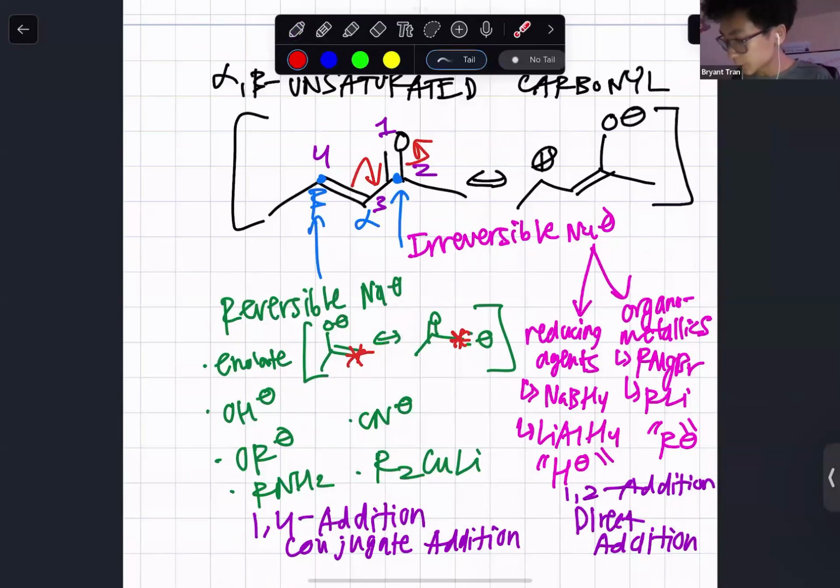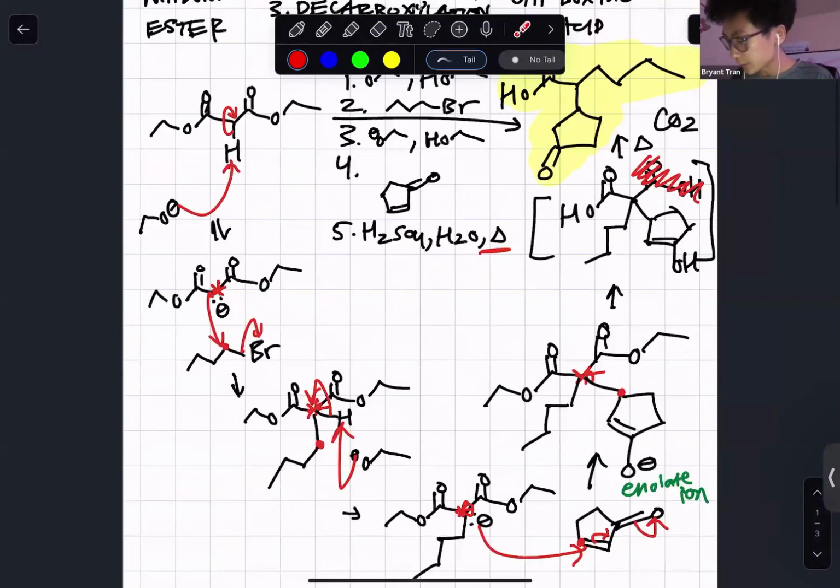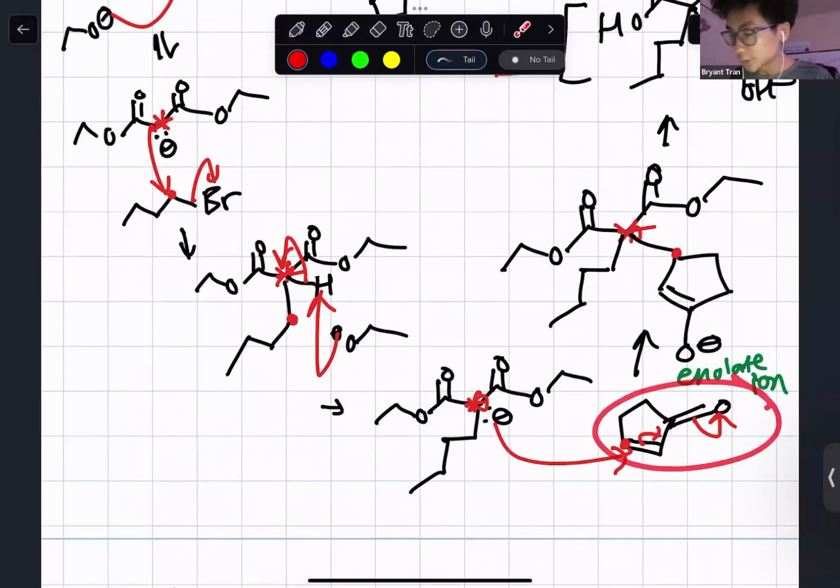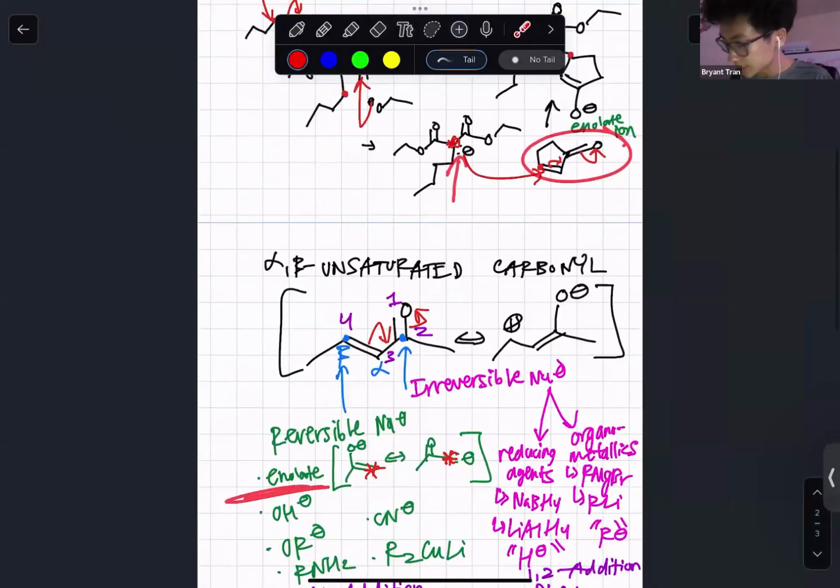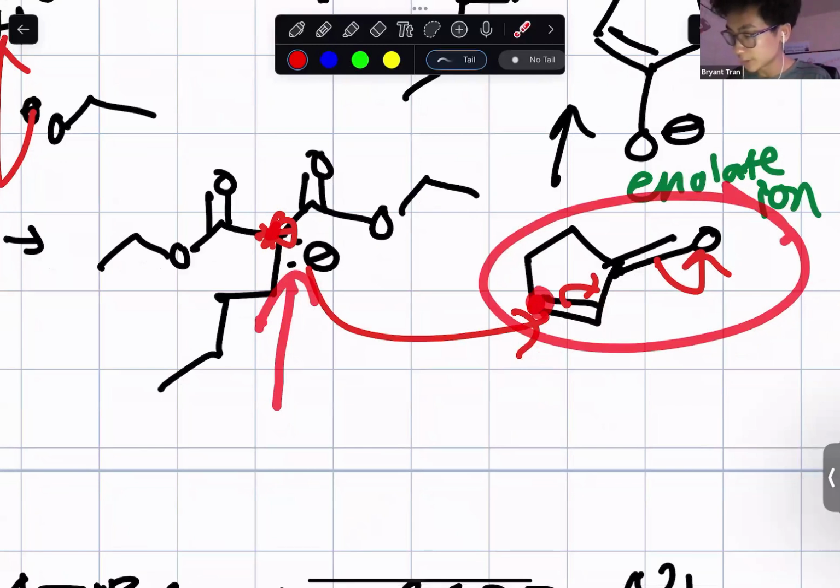I don't like using 1,2 and 1,4 addition because people get confused about why it's 1, 2, 3, 4. That's just the convention of what the people who discovered this reaction named it. I like to say direct addition or conjugate addition, but know both for vocab. And if you look at this mechanism over here, we have an alpha beta unsaturated carbonyl, and this right here is an enolate ion. An enolate ion, we said, is a reversible nucleophile, which attacks the beta carbon, 1,4 addition, conjugate addition.